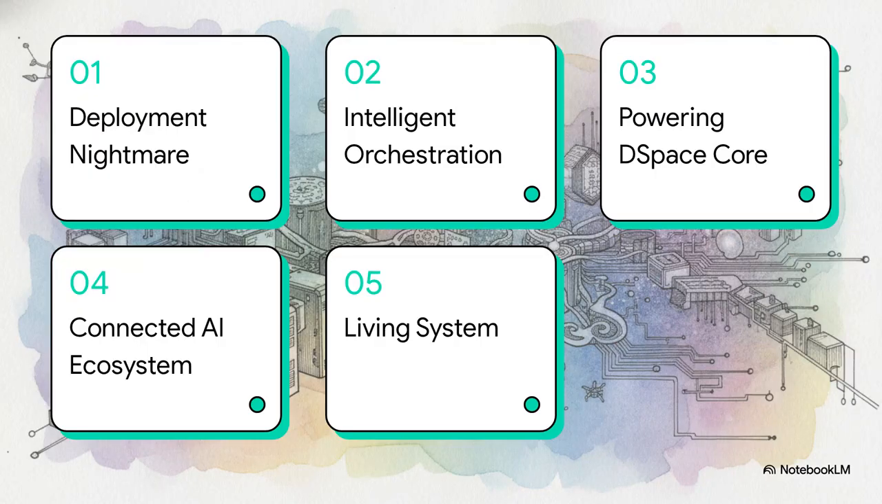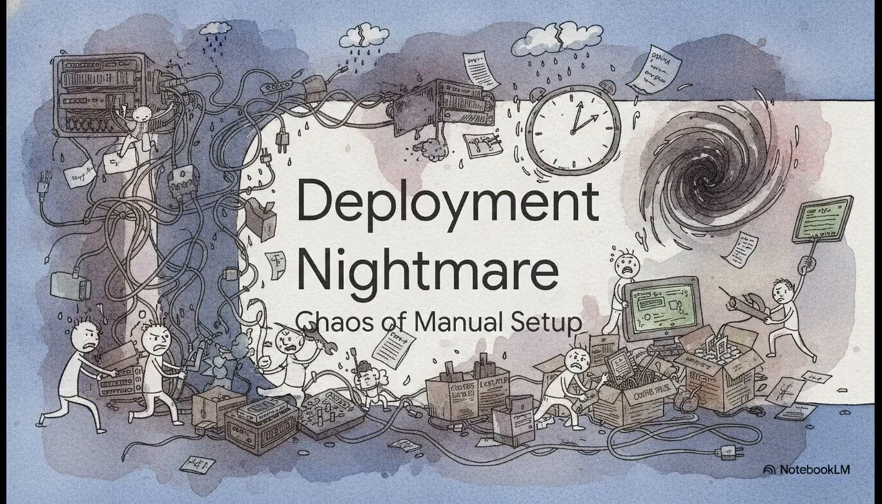Here's our quick roadmap for today's explainer. Number 1, the deployment nightmare. 2, intelligent orchestration explained. 3, powering the DSpace core. 4, the connected AI ecosystem. And finally, number 5, deploying a living system. Starting off with section 1, the deployment nightmare and the chaos of manual setup.